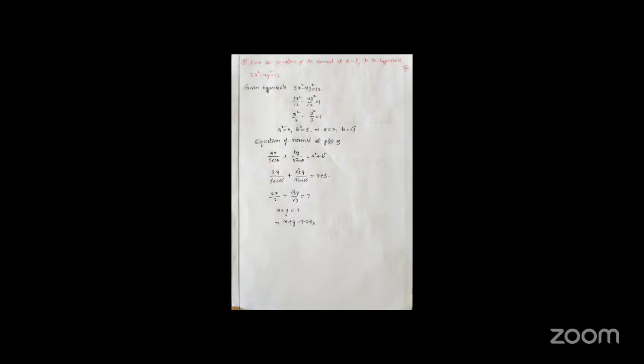So next question. The question is, find the equation of the hyperbola whose asymptotes are 3x equal to plus or minus 5y and the vertices are plus or minus 5 comma 0.